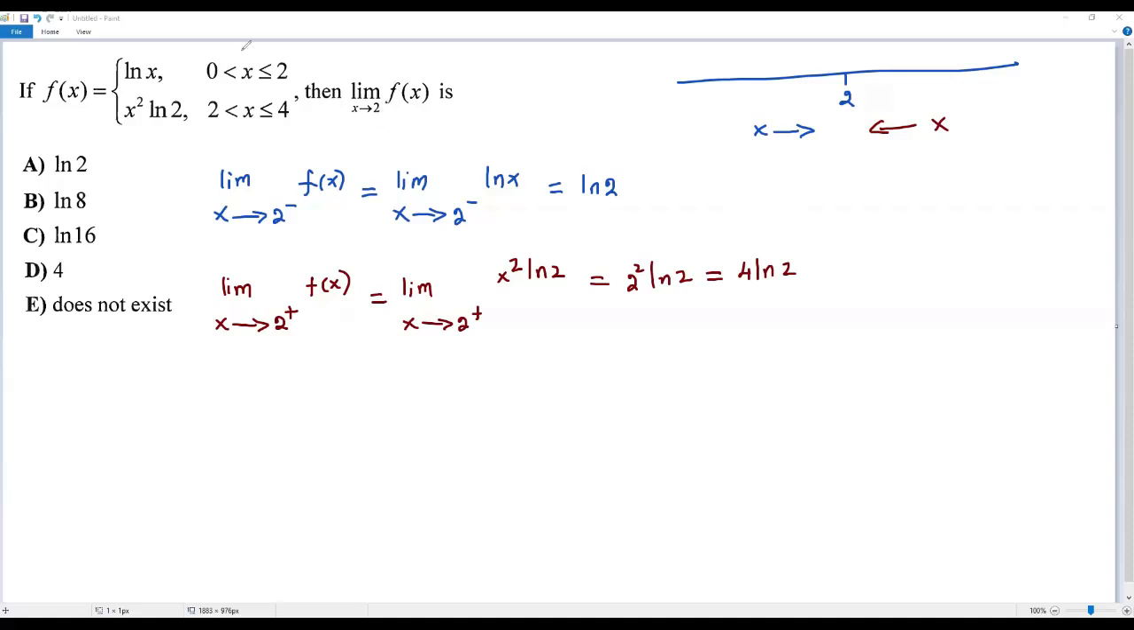Okay, now let's consider the results of the left-sided limit and the right-sided limit as x approaches 2. Both of them are finite, but both of them are not equal. That is, the limit as x approaches 2 from its left side of the given function f of x and the limit as x approaches 2 from the right side of the function f of x are not equal. Since the left side limit and right side limit are not equal, the limit as x approaches 2 of f of x does not exist. The correct answer choice for this question is E.